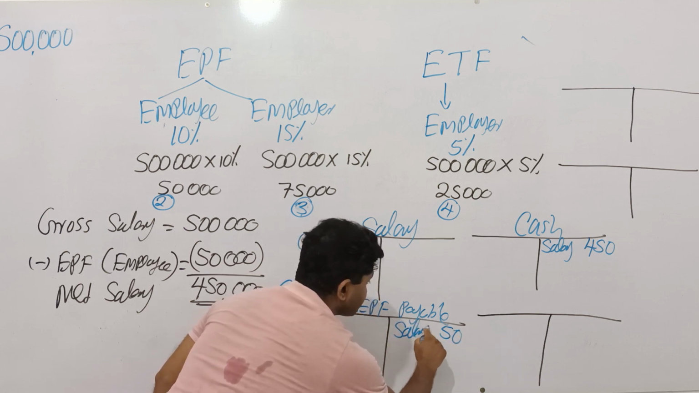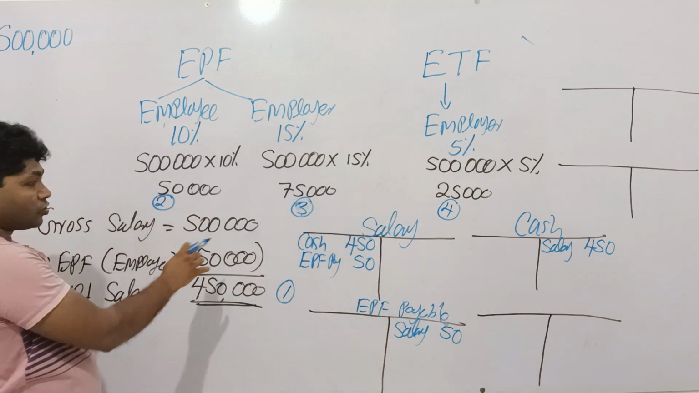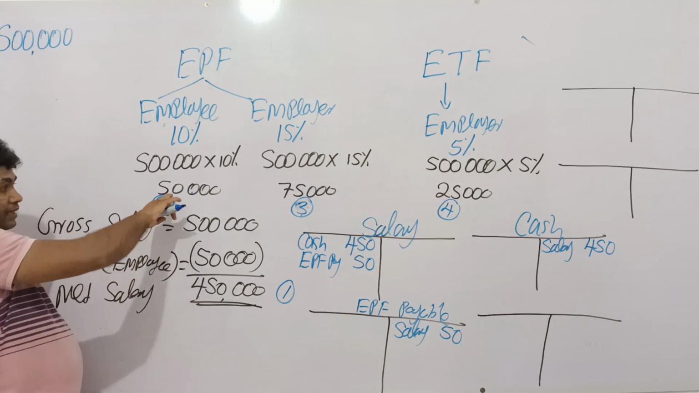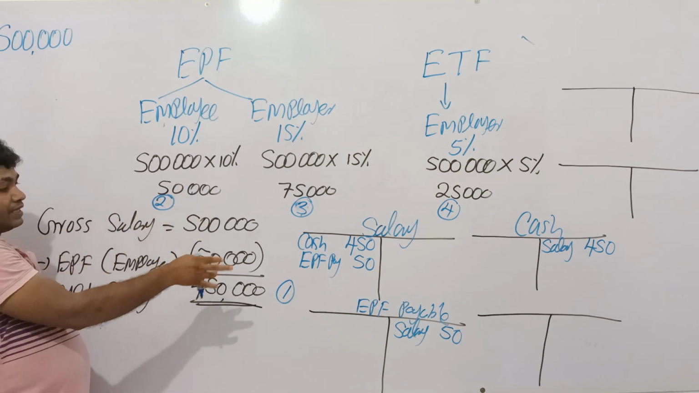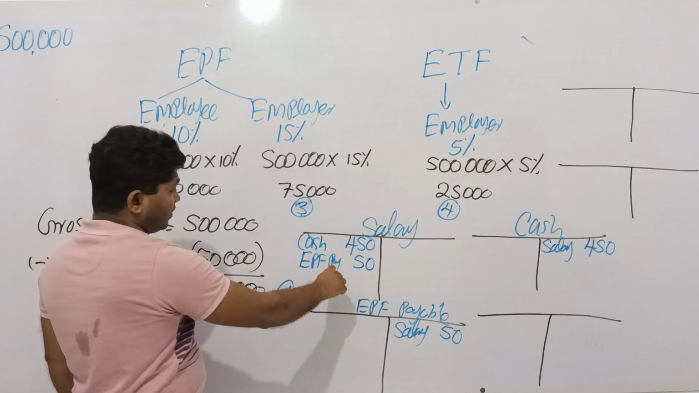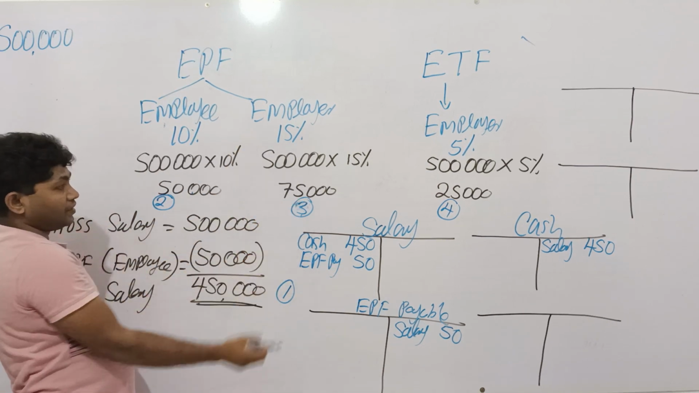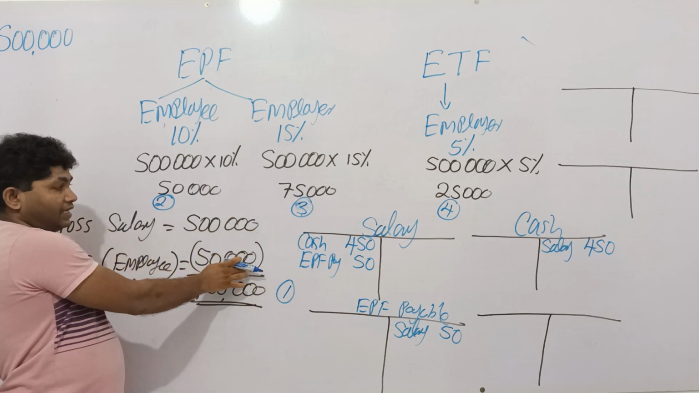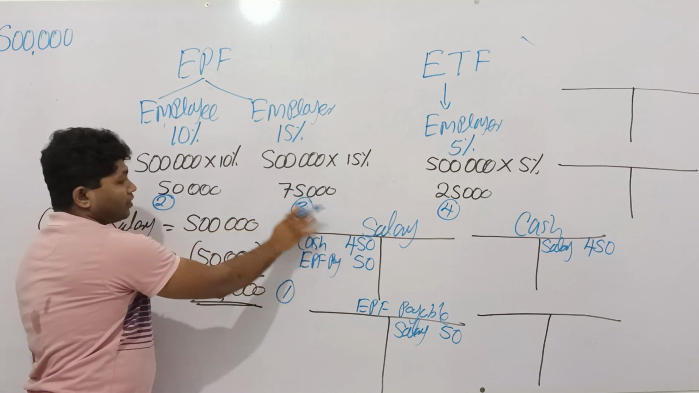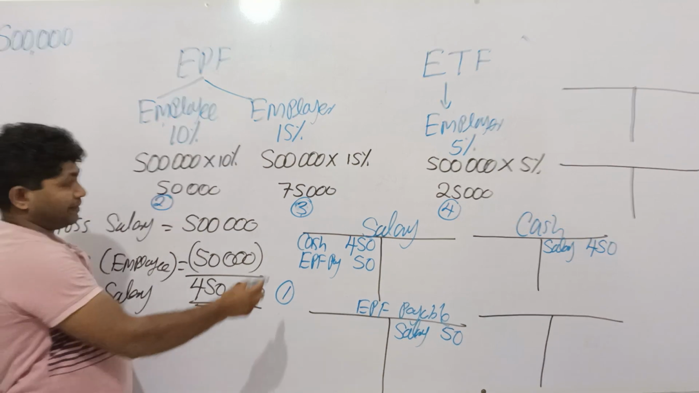Think, second step: the employee contribution is also part of salary. It should be transferred to the central bank. That is a liability. Salary account debit, EPF payable account credit. But think, the employer contribution cannot be deducted from salary. It is not part of salary, not paid through the salary account; it is another expense.